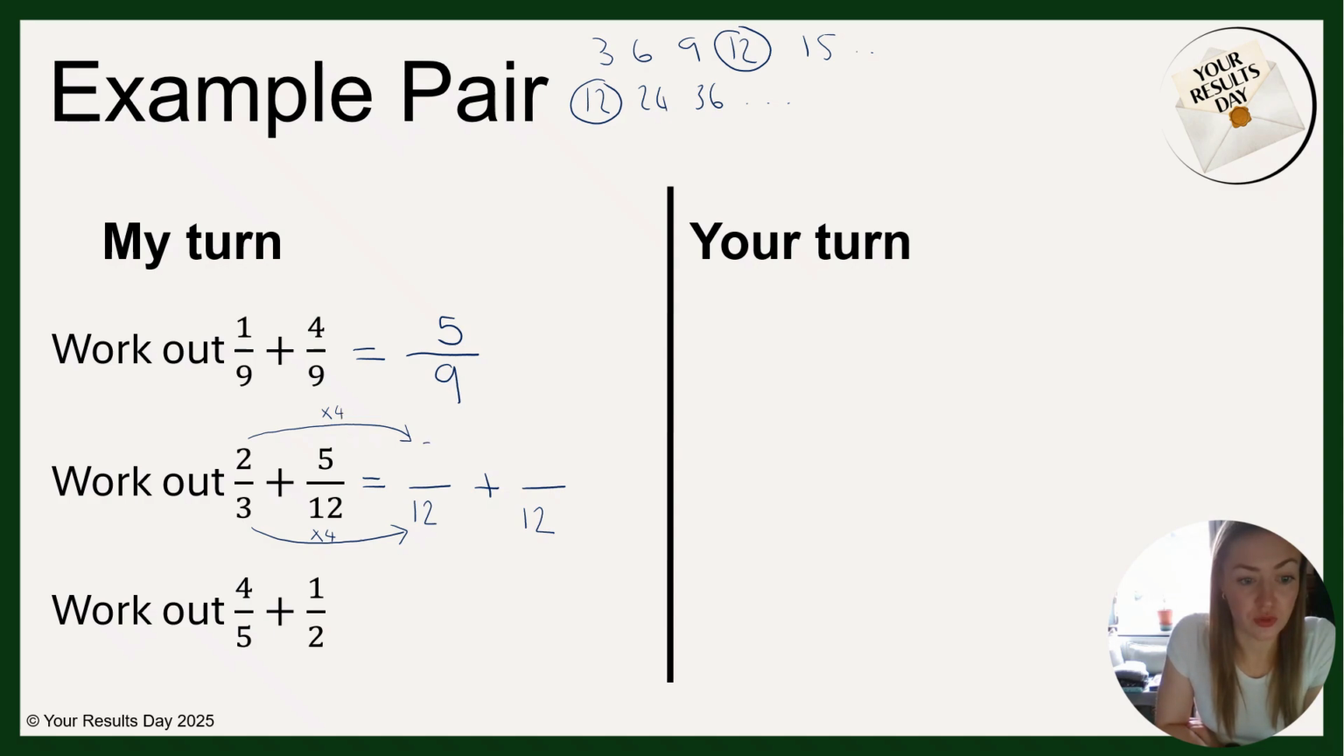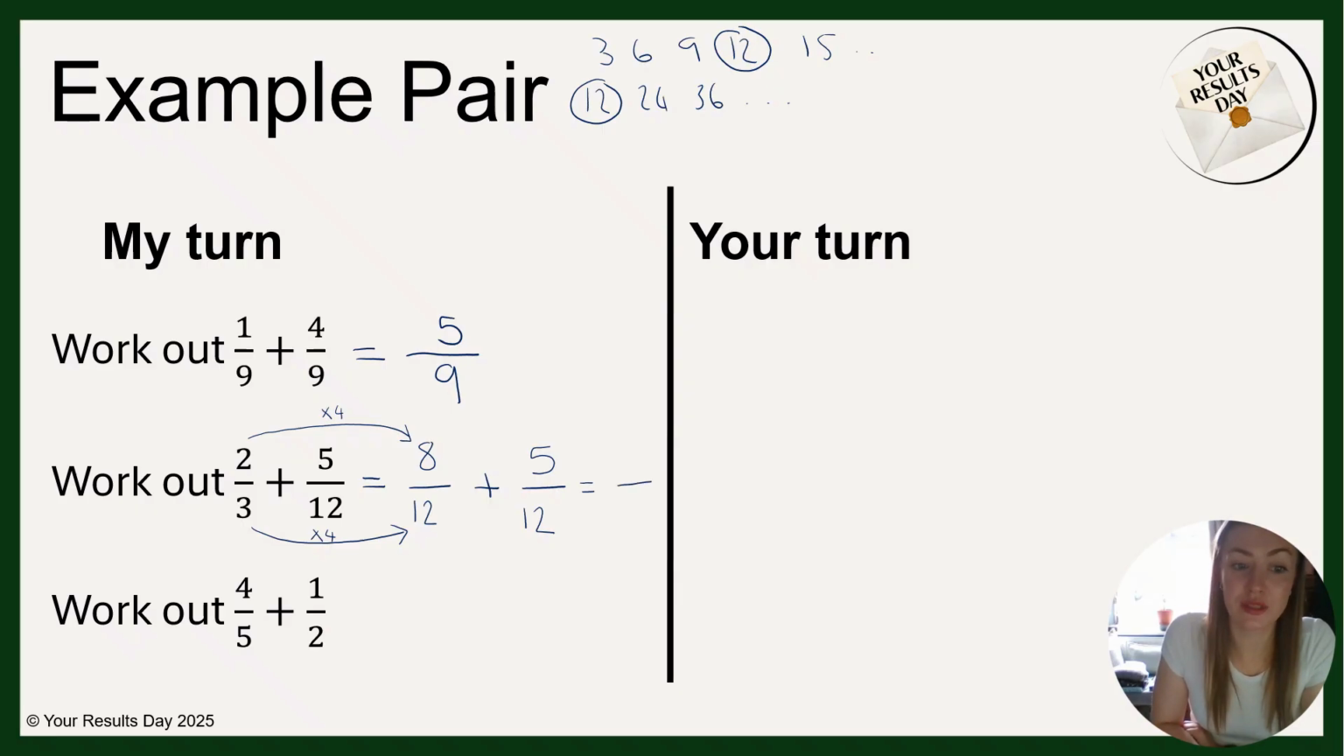So 2 times 4 is 8. So 2/3, if I wanted to represent it in twelfths, would be 8/12. Now, luckily for us, our second fraction is already in twelfths. So I keep that the same. That's still 5/12, that's not changed. And so that's my working out. That's my middle step, if you like.